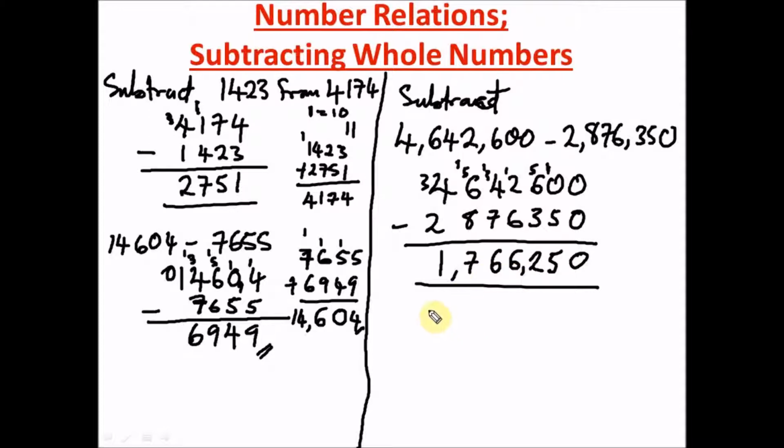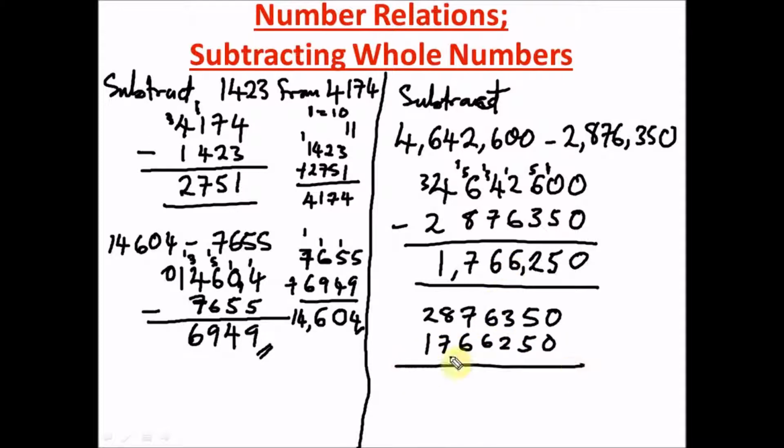All right, so we have here 2,876,350, and we have 1,766,... this is 6 here, this is another 6, then 7 and 1. So let's add this up to find out if we are right. 0 plus 0, we have 0. 5 plus 5, we have 10. So we drop our 0, carry our 1. This 1 plus 3 will give us 4, and 4 plus 2 will give us 6.